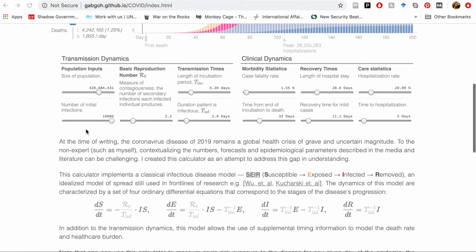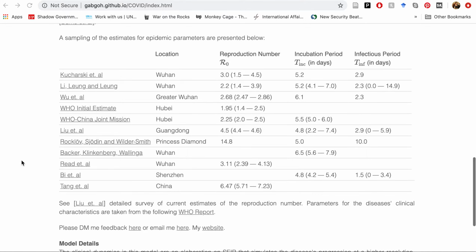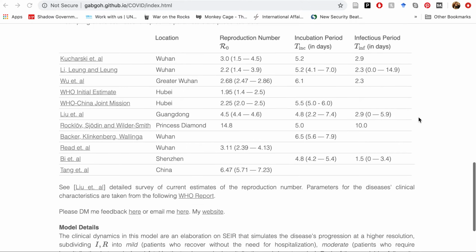Now, the reproduction number, the R naught, this tells you how many people will be infected from one person who's infected. Now, the authors set this at 2.2 based on previous data. They also set some of these others, like incubation period and duration the patient is infectious, based on studies that have been conducted since the COVID-19 virus broke out. So I did not change those. These are numbers that are based on the research that we have thus far.